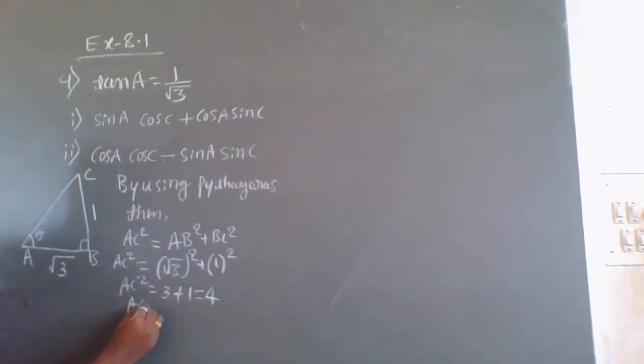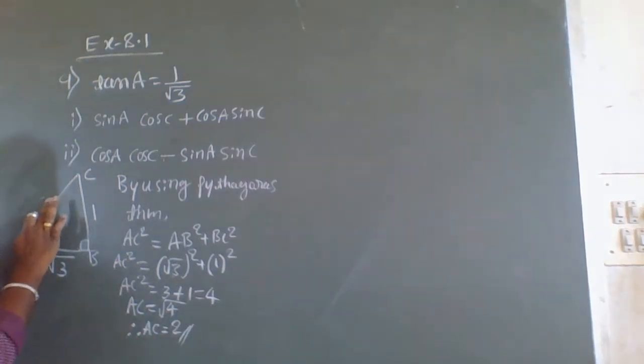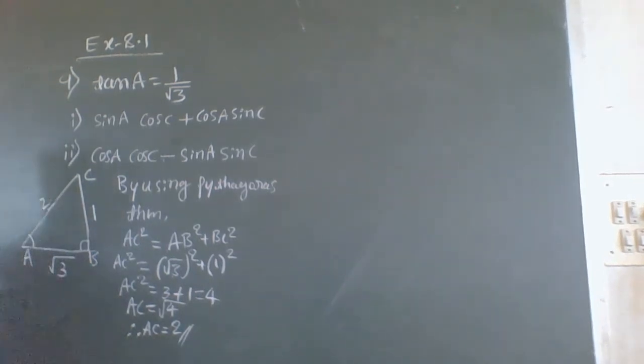So here we are calculating the length of AC. The square root of 4 is 2. Therefore the length of AC, the hypotenuse, is 2. Now we have the values of all three sides: AB is root 3, BC is 1, and AC is 2.